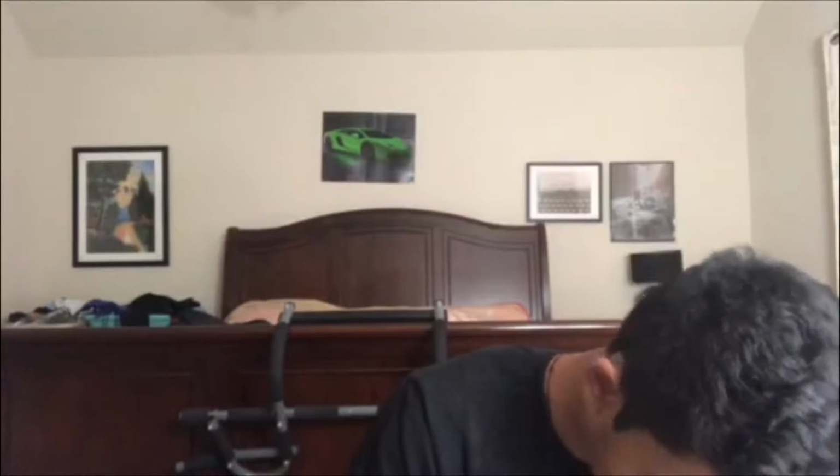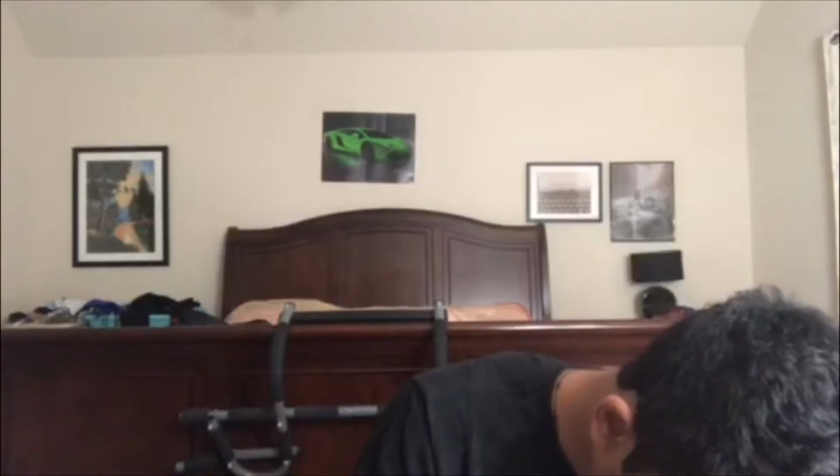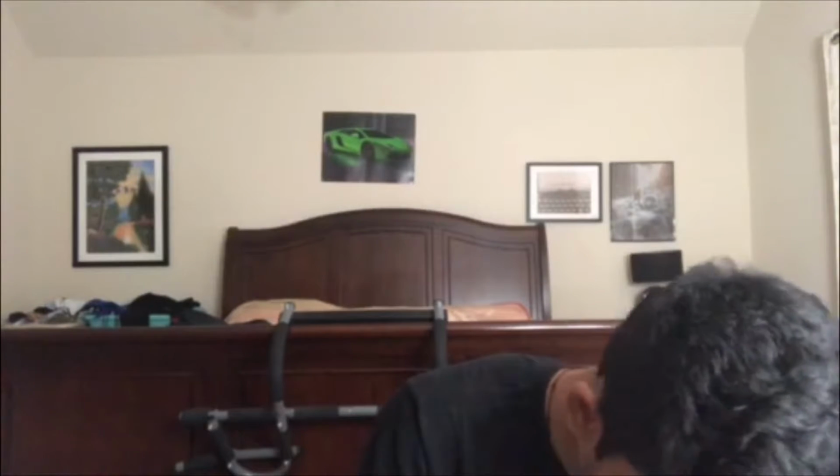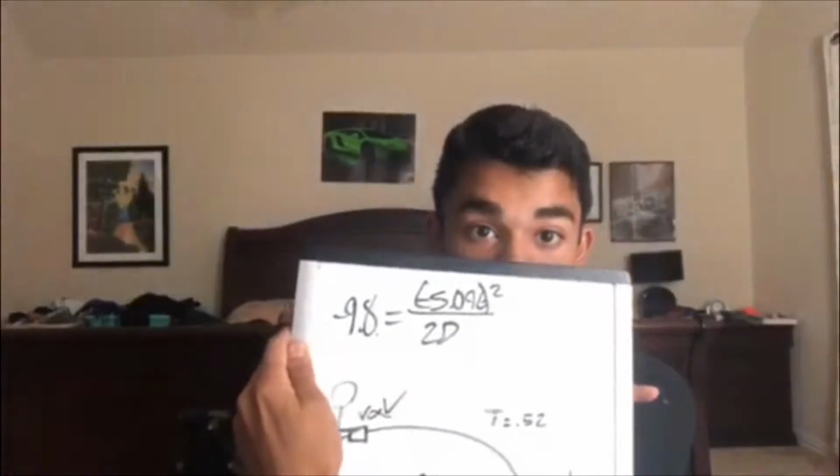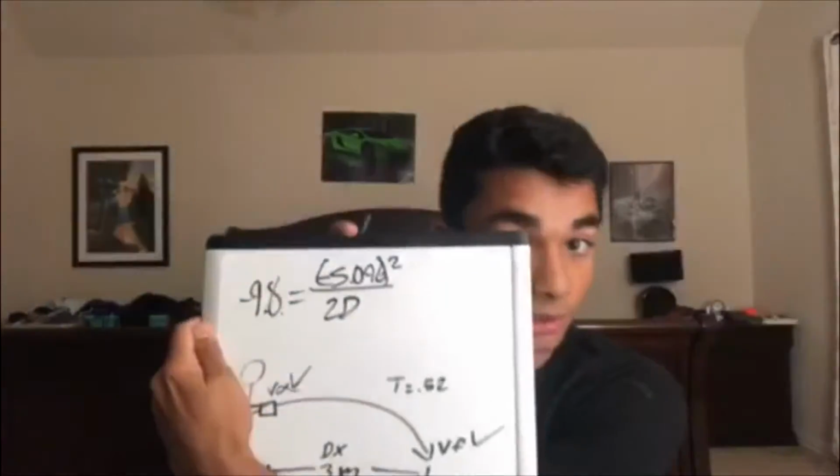so it would be negative 5.096 squared. So we're going to get a positive number on top, divided by 2d equals negative 9.8. This is what we have so far. Times both sides by 2d to isolate the variable.